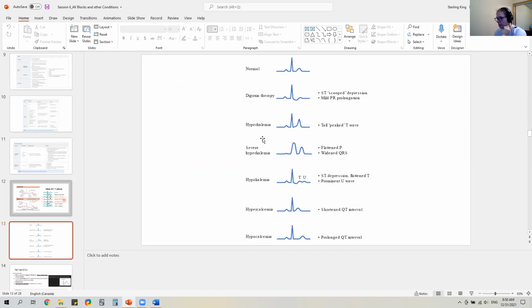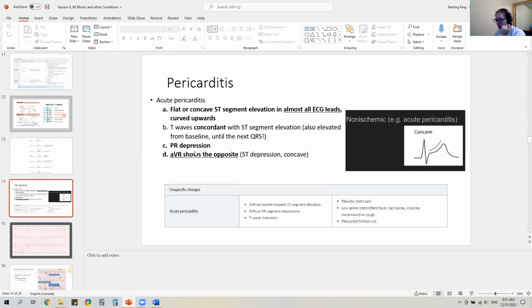This is just a picture showing additional things. Just focusing though on the hyperkalemia, see this nice tall peaked T wave, and then hypokalemia, you're going to have a very flat T wave. And then of course, looking at the QRS, it's wider in hyperkalemia. So those are basically the things you'd see, but you'd probably also be getting blood work on the person.